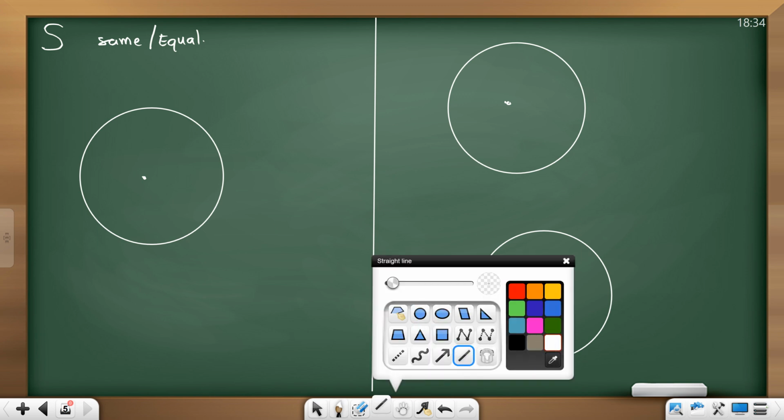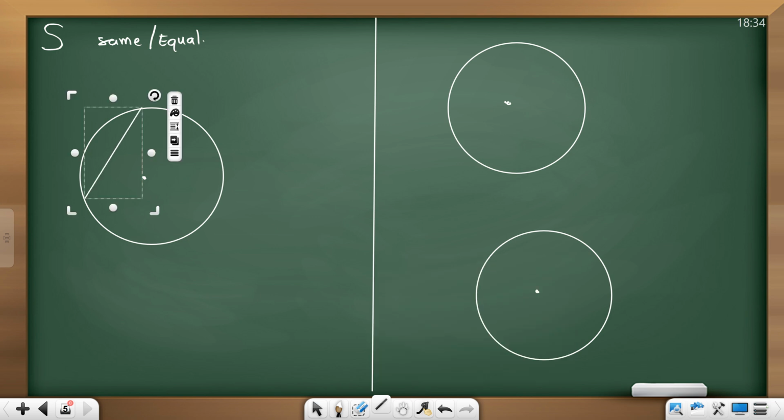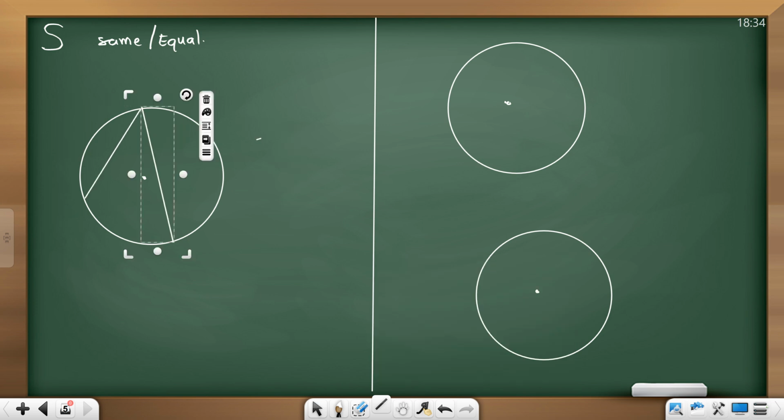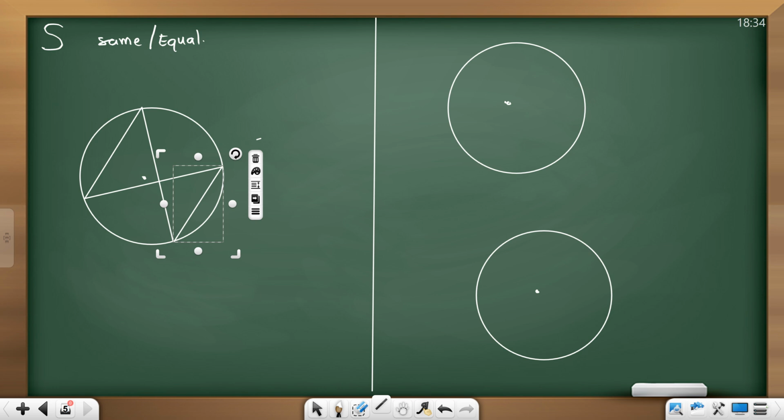Now this is the butterfly one. Here we say angles in the same segment. So we're saying these angles are equal. Why? They come from the same segment AB. Angles in the same segment.